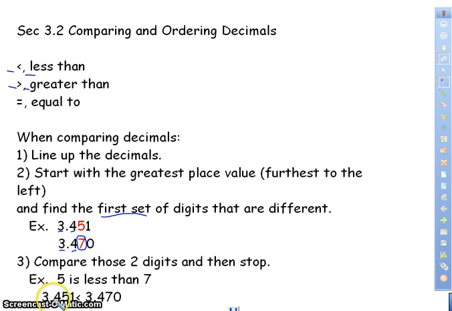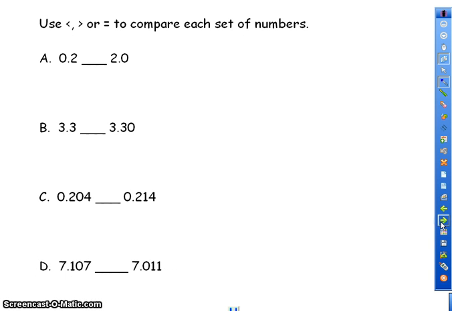And once again, it's because the first place value where they differ is the hundredths place, and the 7 is larger than the 5. Now lining up the decimals is going to make things a lot more helpful for you, so hopefully you'll take advantage of that. We're going to do a few examples here. So we're going to compare using the less than symbol, greater than, or equal to compare each set of numbers. I'm going to start with A.